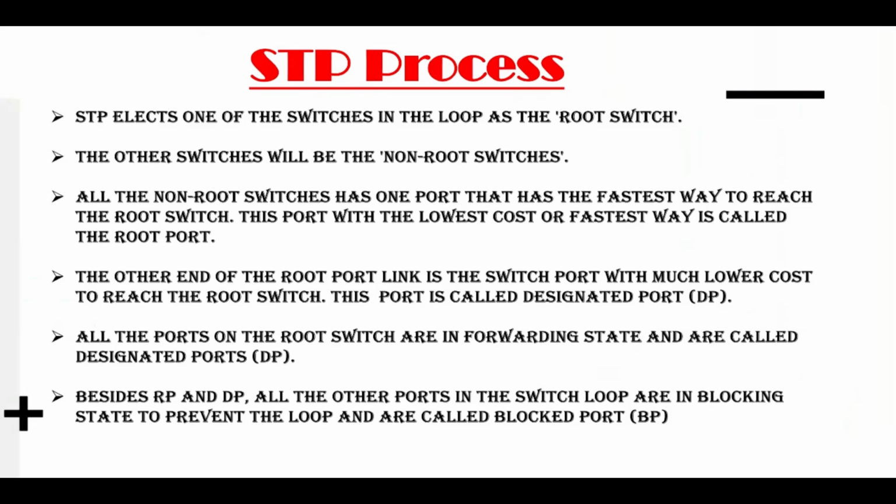All the ports on the root switch are in forwarding state and are called designated ports, DP. Besides RP and DP, all the other ports in the switch loop are in blocking state to prevent the loop and are called blocked port, BP.